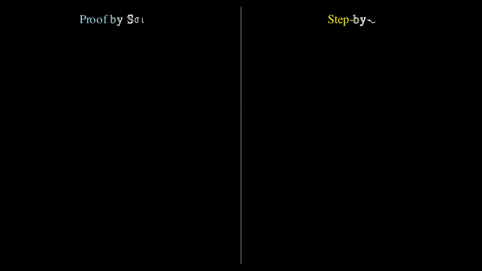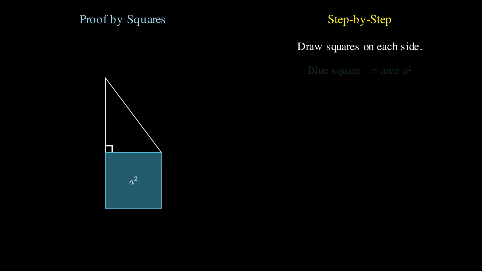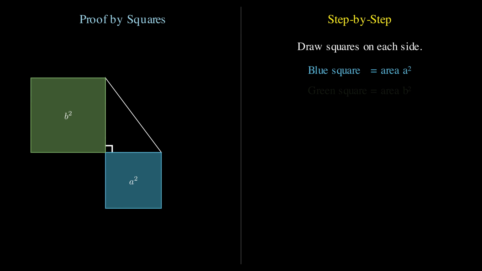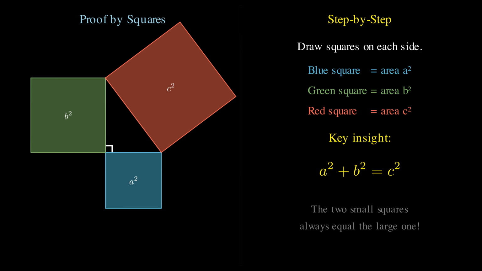The key idea is that the area of the square on side a plus the area of the square on side b equals the area of the square on side c. That relationship is exactly what the equation a squared plus b squared equals c squared represents.